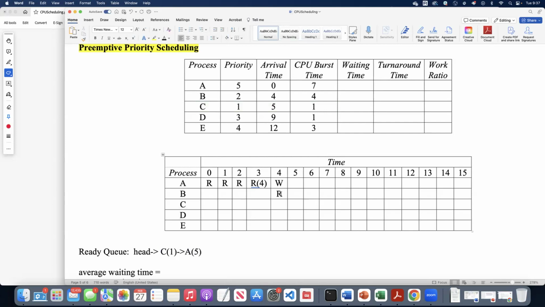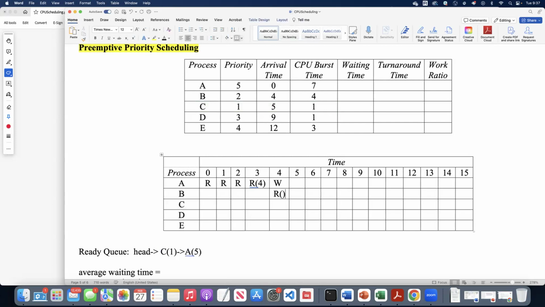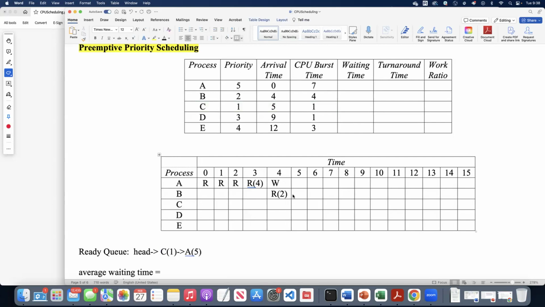And also when we compare the priority values of process B and C, process B's priority value is 2, and process C's priority value is 1. Here we get this value from this column. Now process C, the new process, has a higher priority than the current running process.